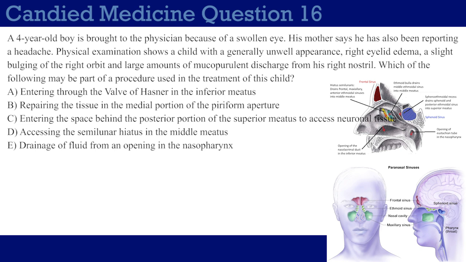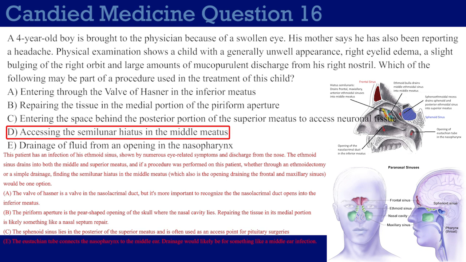So coming back to this question, we got a kid with a headache, a swollen eye, and discharge from his nose, and also I describe exophthalmos. So I make it pretty clear that this is an ethmoiditis. And then I just turned the answer choices into an anatomy question, right? So obviously, if I wanted to drain from the ethmoid sinus, well, I could drain from both the middle and superior meatuses, right? Because like I just described, the ethmoid sinus can drain into both of those. So we just have to find the answer choice that describes that. And in this case, it's obviously choice D, accessing the semilunar hiatus in the middle meatus.